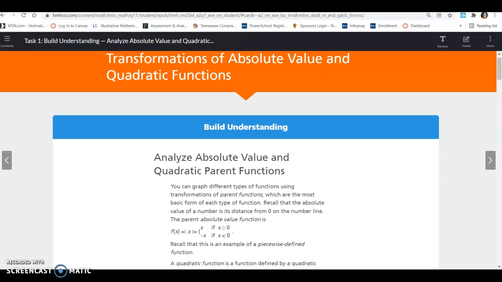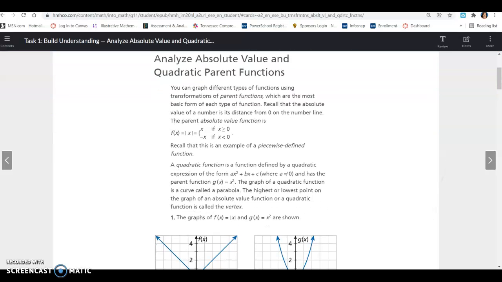Lesson 1.4, Task 1, Transformations of Absolute Value in Quadratic Functions. All right, it says analyze absolute value in quadratic parent functions.